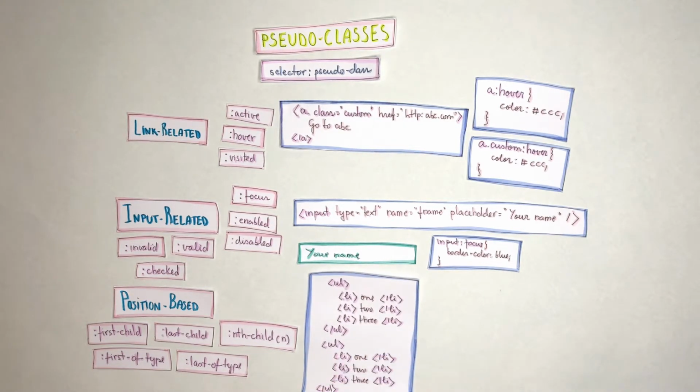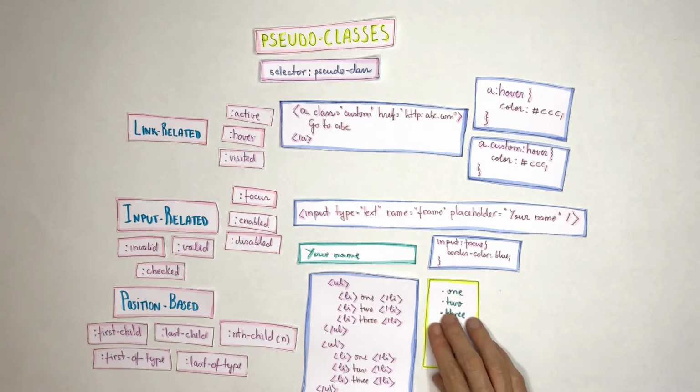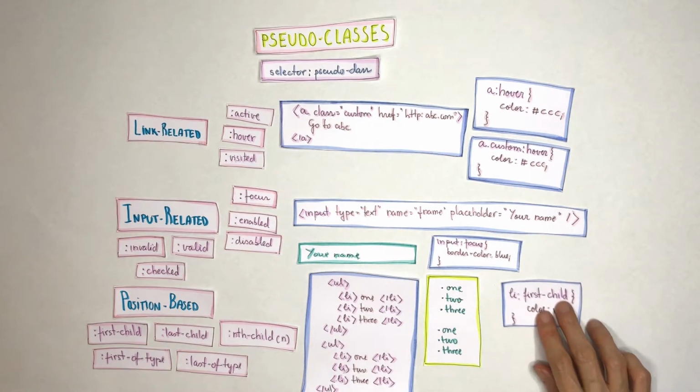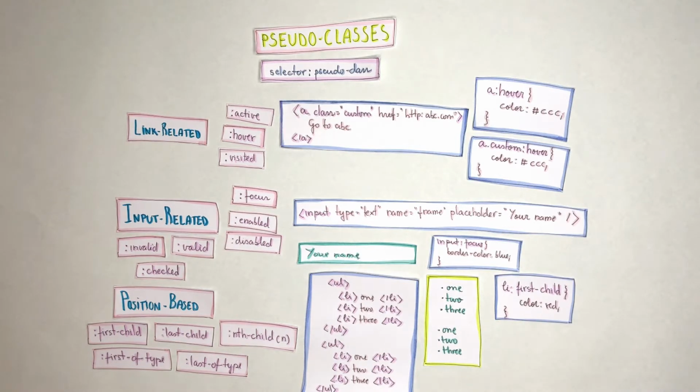Here we have the HTML code to create a list. That should sound familiar because we have already seen that. And this is what this code is going to show in the browser. The first-child selector selects the element that is the first child of its parent. In that case, it's going to select any li element that is the first child of its parent, whatever that parent is.